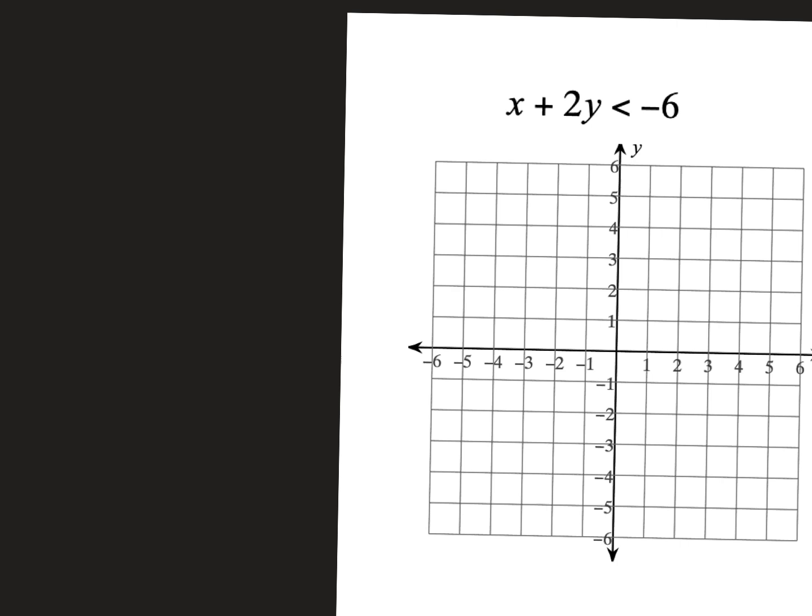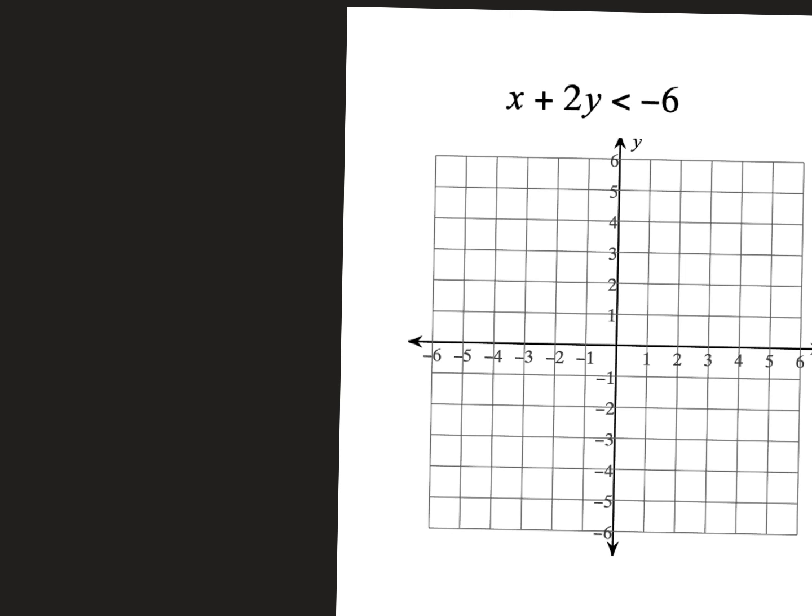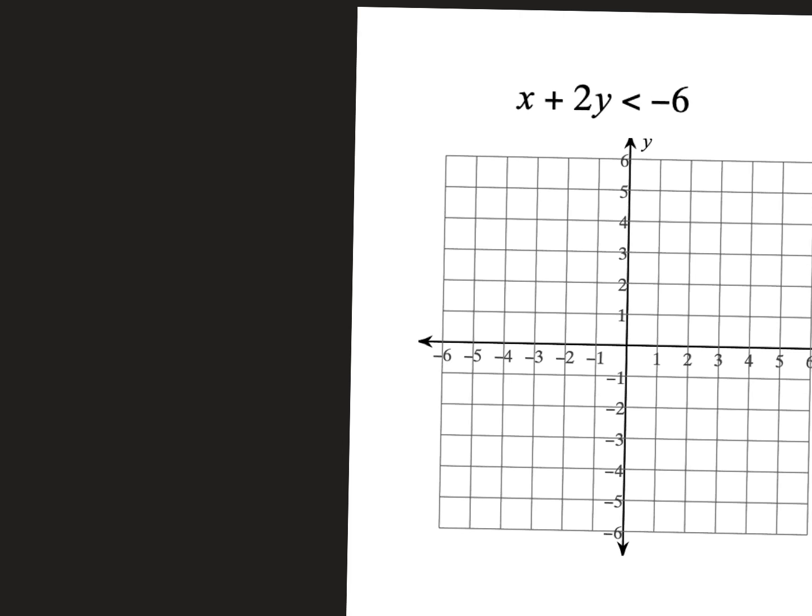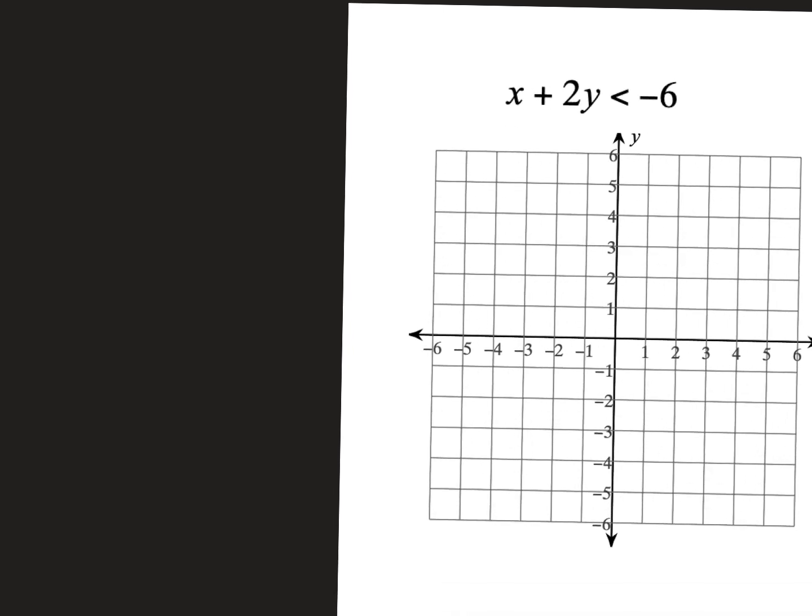Okay, why don't you go ahead and pause the video and try to graph the next inequality. Actually, I forgot. I did not give you this paper for this one. Oh, yes, I did. Yes, I did. I'm sorry. I'm trying to keep it together, guys. Okay, pause the video. Try to graph this one yourself, and then restart the video when you're ready to check.